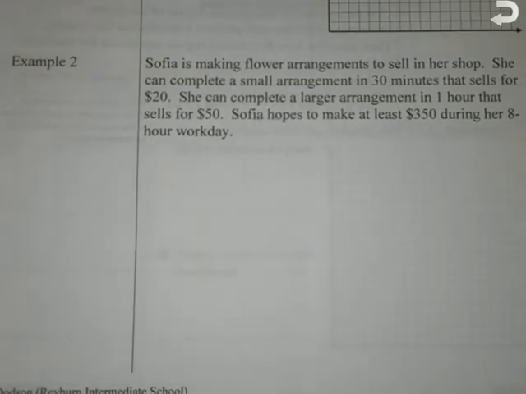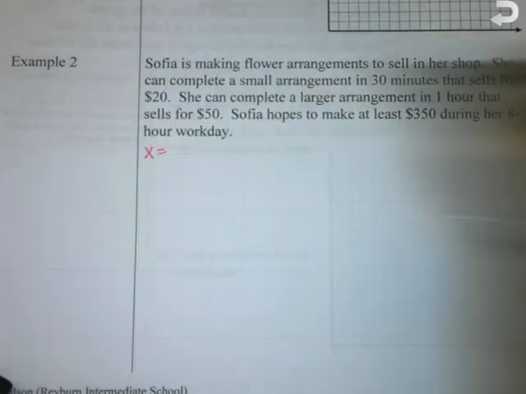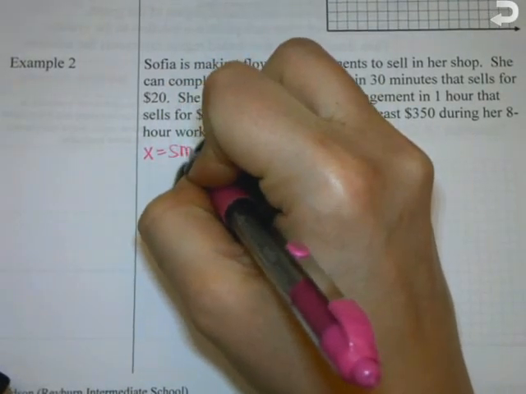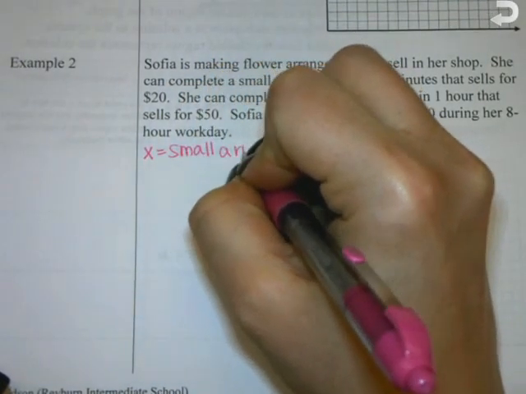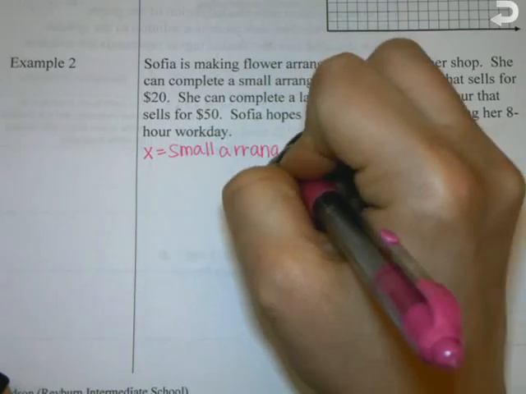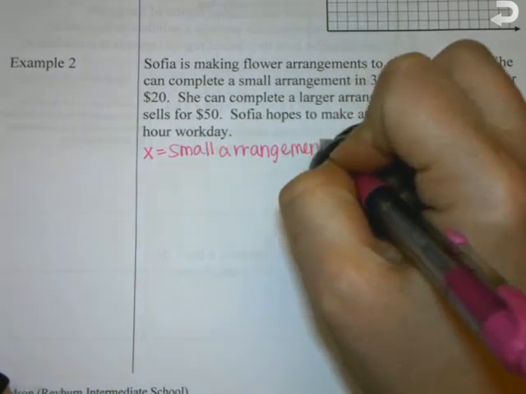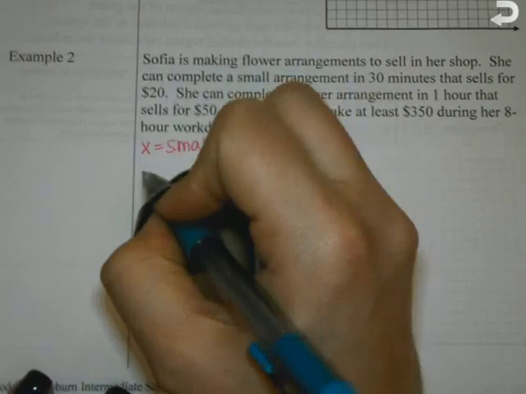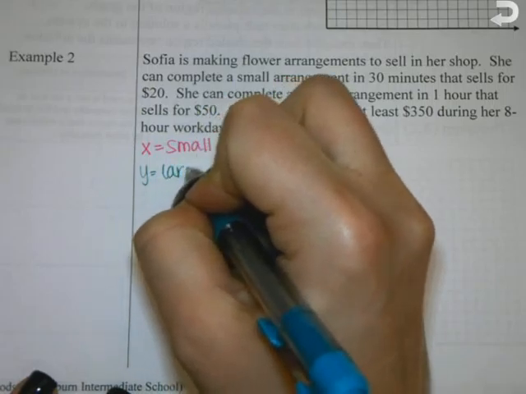All right, so first thing we have to do is define our variables. Let's do x and y again. What do you guys want to let x equal? Small arrangements? Okay, what about y? Large, okay, so y equals large arrangement.